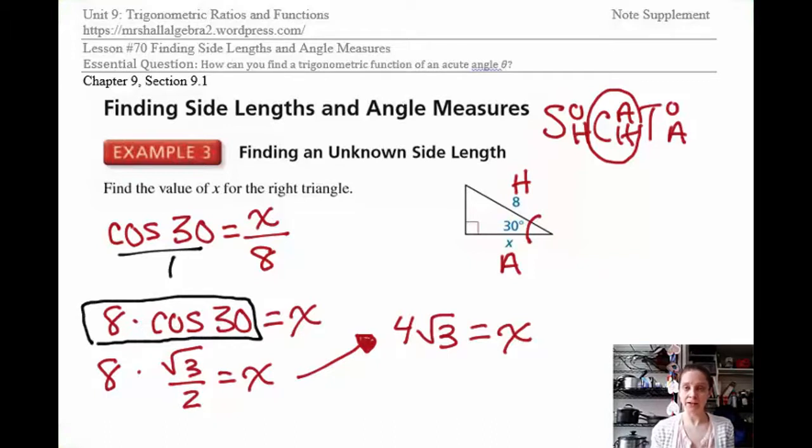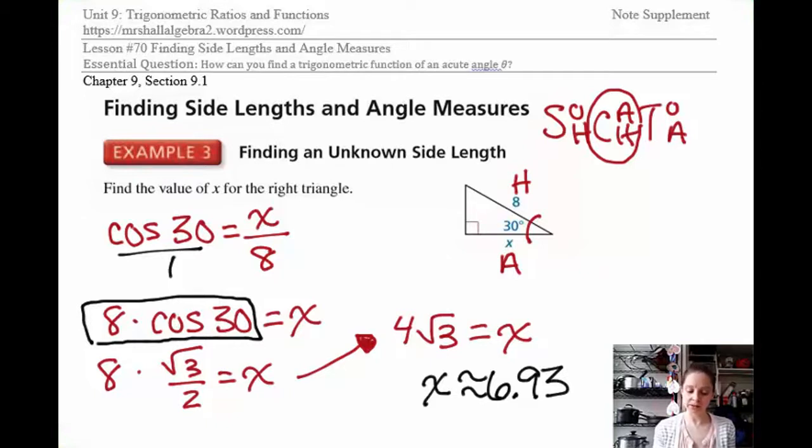If you don't remember the exact value of the cosine of 30, that's okay. You could just put 8 times cosine of 30 in your calculator, making sure your calculator is in degree mode. And you will get that x is approximately 6.93.